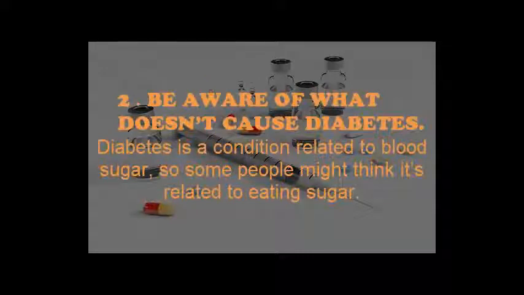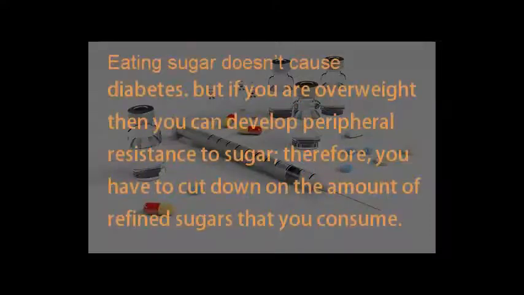2. Be aware of what doesn't cause diabetes. Diabetes is a condition related to blood sugar, so some people might think it's related to eating sugar. Eating sugar doesn't cause diabetes, but if you are overweight then you can develop peripheral resistance to sugar, therefore, you have to cut down on the amount of refined sugars that you consume.